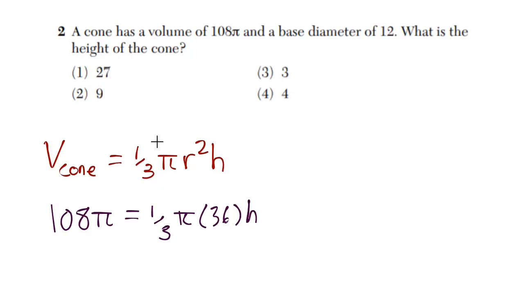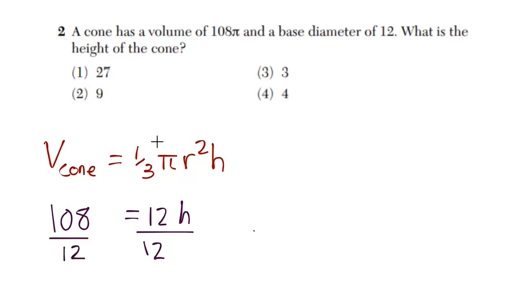36, there's multiple ways you could do this. You could say 36 divided by 3 is just 12, so we could make that a little bit prettier, and then we could divide by 12 over here. Actually, we could divide by pi. Let me move this h over, so we can get rid of the pi. That's gone. On the right side, left side, that cancels out, and we know that 12 times the height is equal to 108. So if we just divide by 12, we end up with the height being 9.